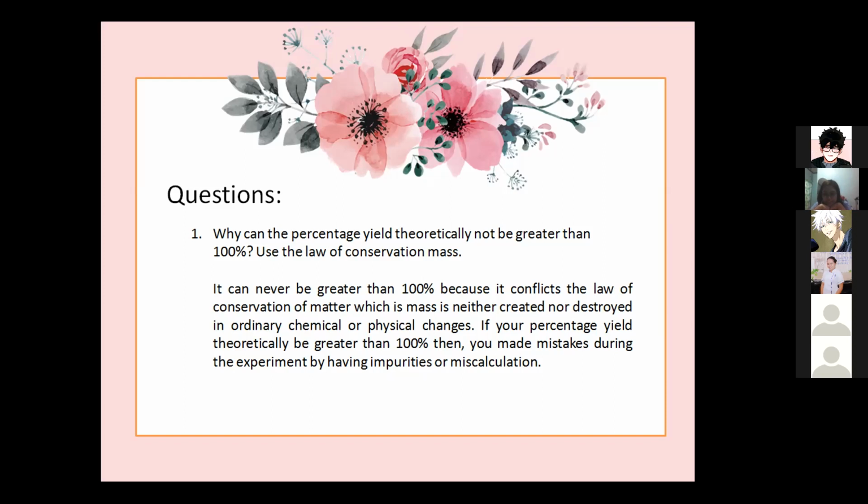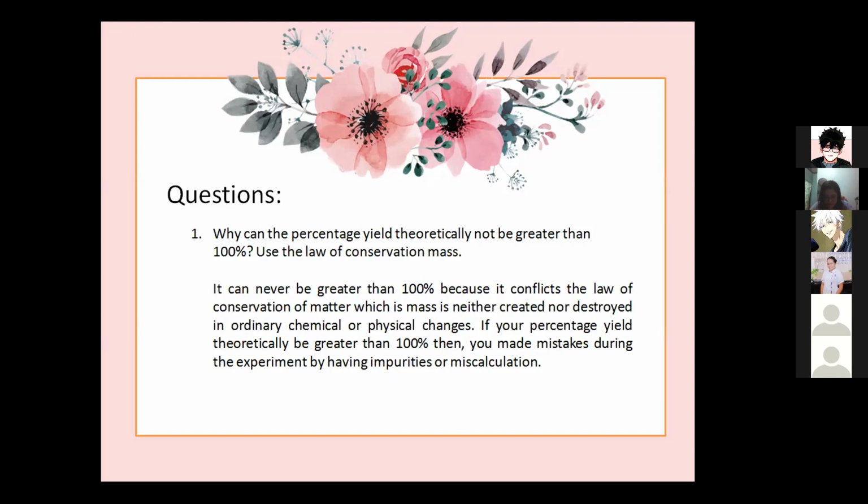Okay, for question number 1, why can the percentage yield theoretically not be greater than 100%? Use the law of conservation of mass. We all know that mass can neither be created nor destroyed. So it can never be greater than 100% because it conflicts with the law of conservation of matter, which is that mass is neither created nor destroyed in ordinary chemical or physical changes.